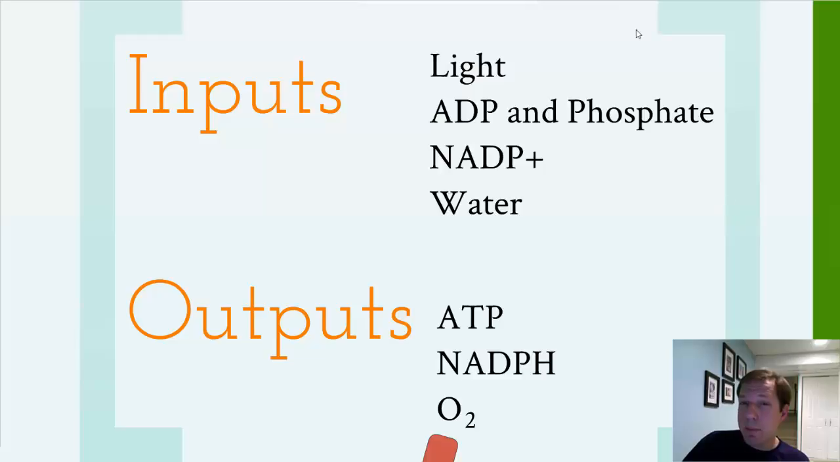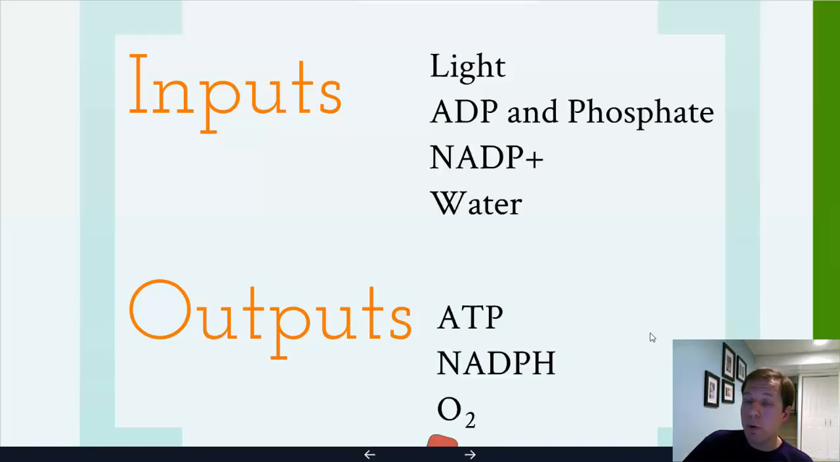So here summarizes the inputs and outputs: light, ADP, adenosine diphosphate, and a free inorganic phosphate. Those, as well as NADP plus and water, are the things that are going to be required in order for this first part of photosynthesis to occur. The outputs will be ATP, which is a source of energy, NADPH, which is an electron carrier, and O2, which will be released from the leaf or from the plant or from the photosynthetic organism as a byproduct.